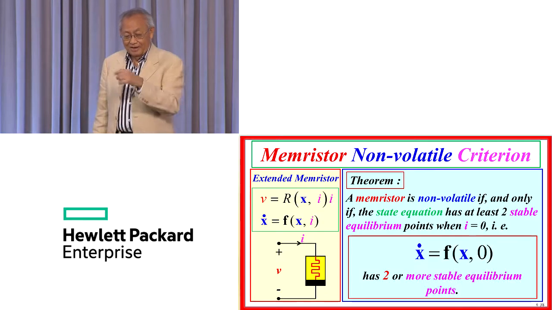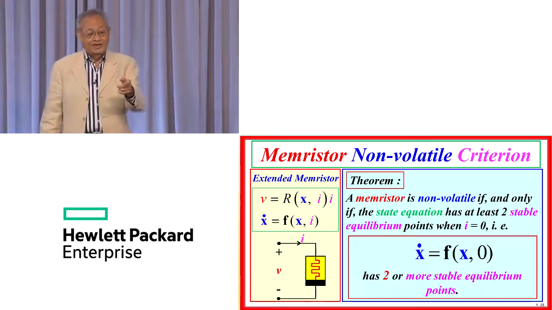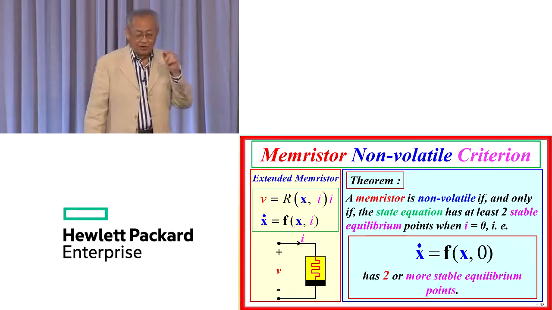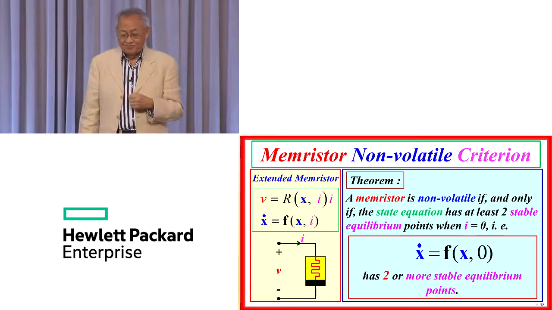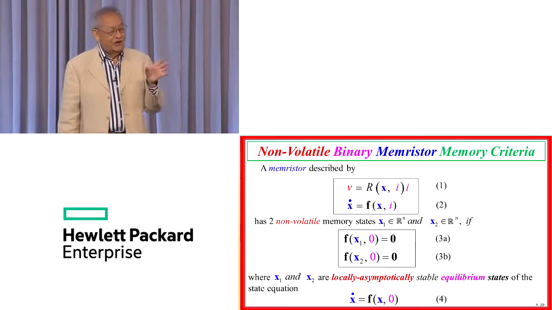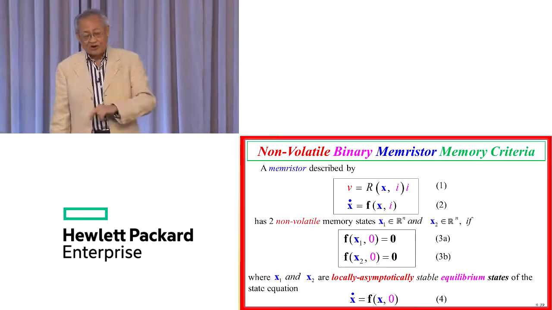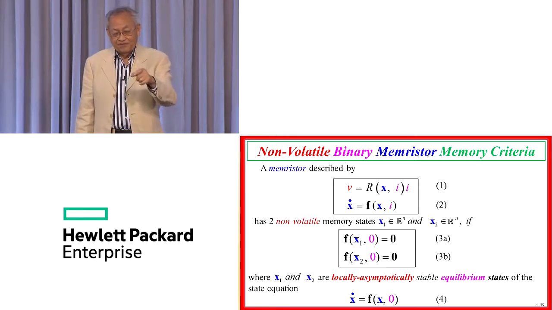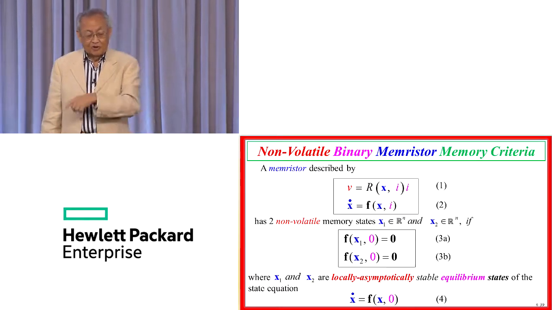And when you talk about non-volatility, it refers only to the state equation. The Ohm's law equation is irrelevant. So you always look at the state equation and you put i equal to zero, because that means pull the plug. And you have to have at least two solutions. So for you guys in digital computing, you're only interested in yes or no, binary, that's all you need. You need to have 2 points, x1 and x2, where if you unplug it, when i is zero, they both stay put.